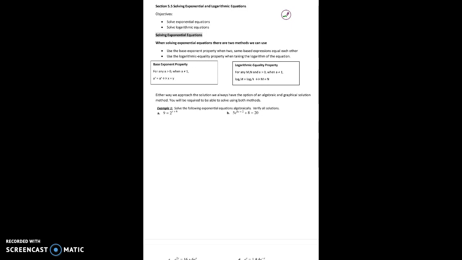Today we are going to be learning how to solve exponential and logarithmic equations. And so our objectives today are just to learn how to solve both of those types of equations.